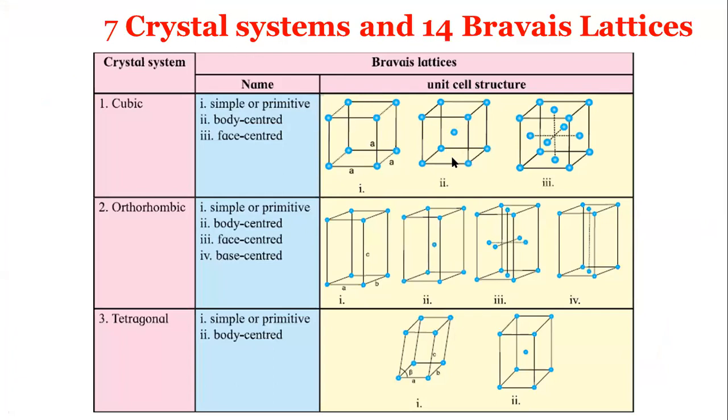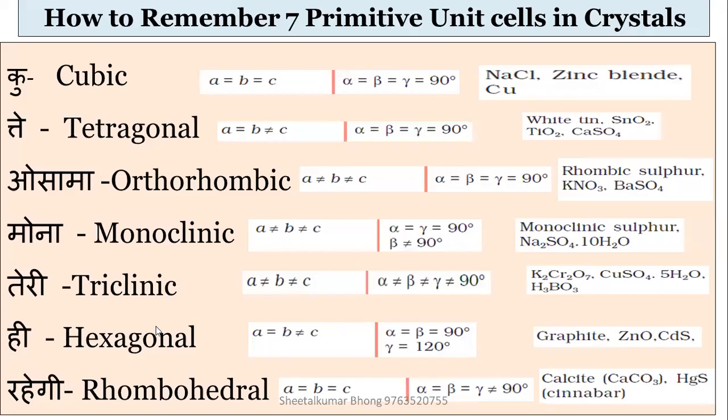No examiner will ask to draw the structures, but we have to remember what is meant by cubic, orthorhombic, tetragonal. By this chart, by this table we can remember. So this table is very important to remember the edge length. Edge length, how to remember this? I have given also the idea.